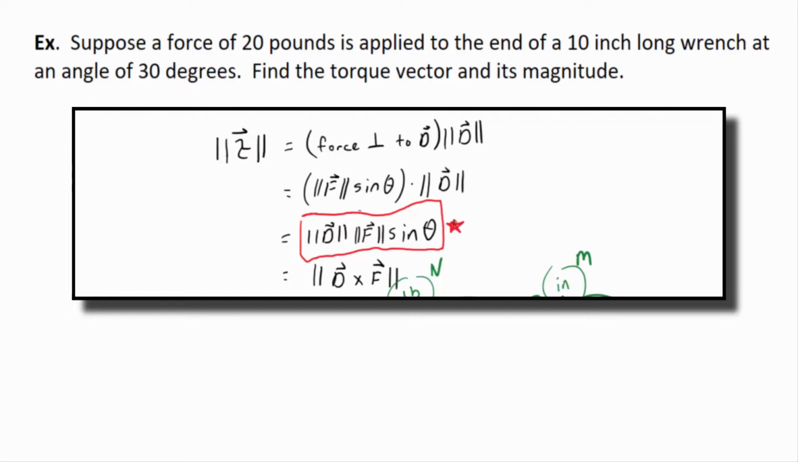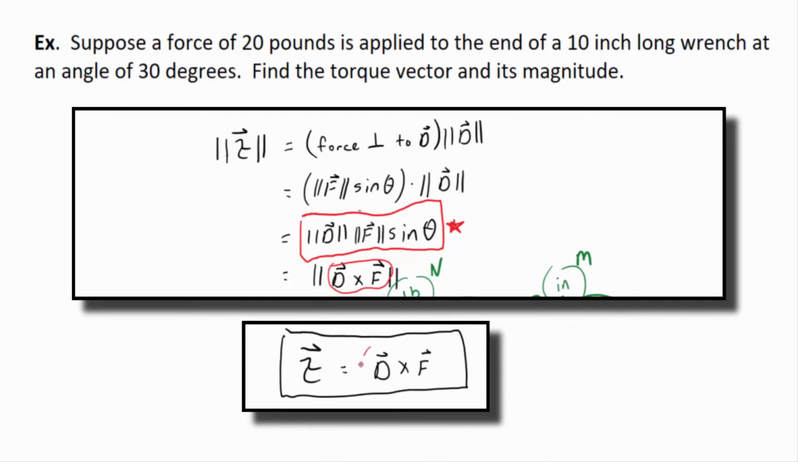It's real clear. But if you're looking for the torque vector, you have to think in terms of the cross product and drop the magnitude bars. So using this definition, and that's what we're asked to do here, it's not as simple as it would be if you were just asked to find the magnitude of the torque.